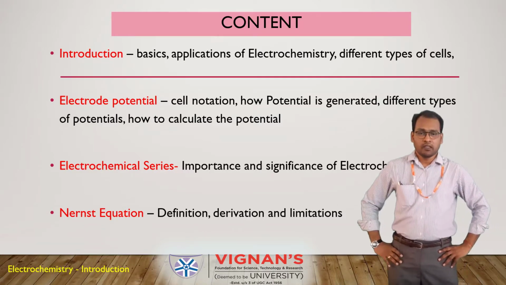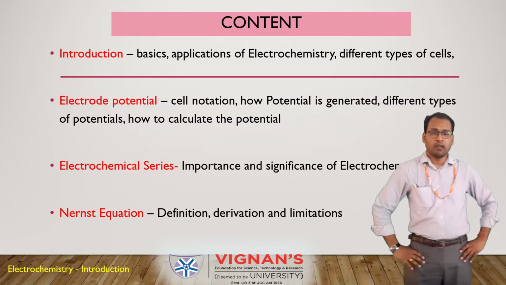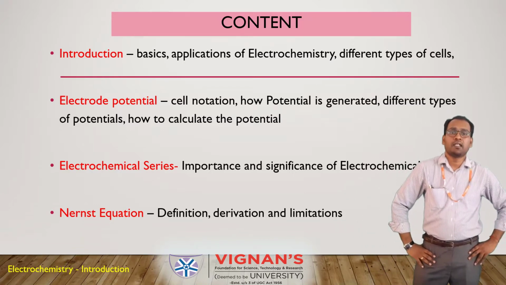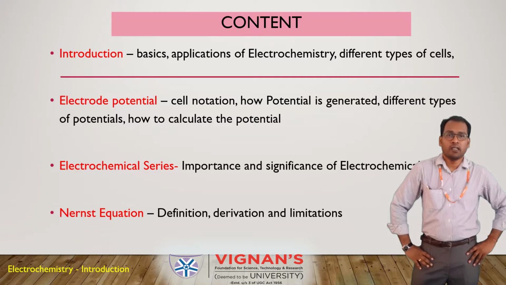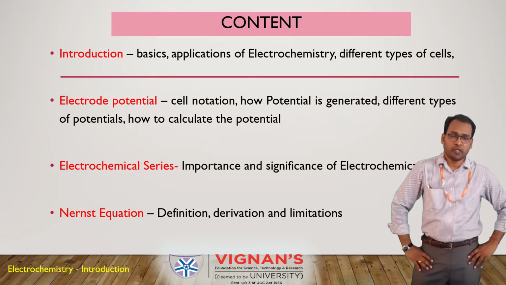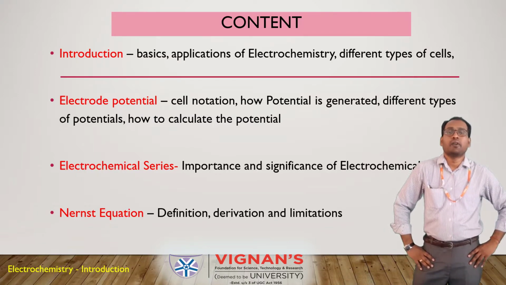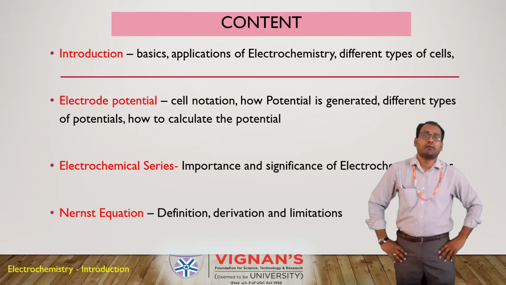So we will start with the introduction, where we will be seeing the basics, their applications in electrochemistry and different types of cells. Right? Followed by this, we will see the electrode potential, where we will be knowing how to write a cell equation and then how the potentials are generated, followed by different types of potentials, and then we can use some equations to calculate the potential generated by this electrode.